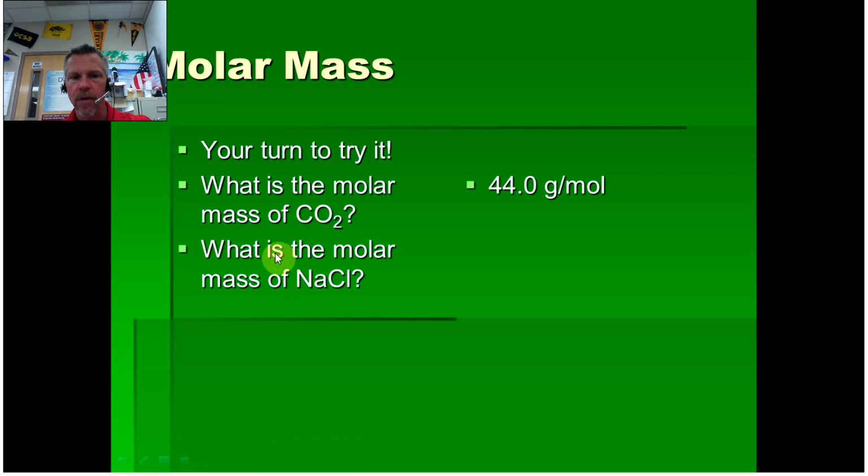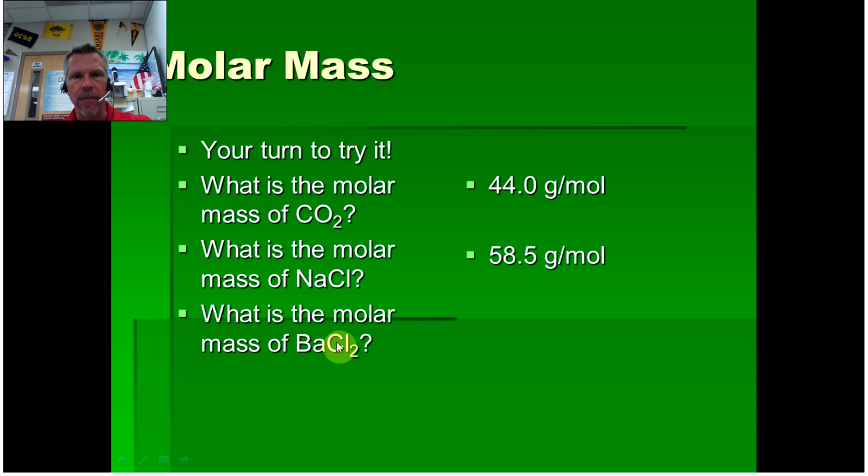How about sodium chloride? Well, same process. You're going to need to look up the mass of sodium and the mass for chlorine, and the formula tells you that there's 1 sodium and 1 chlorine, so you'll simply add those 2 numbers together and you should get 58.5 grams per mole.